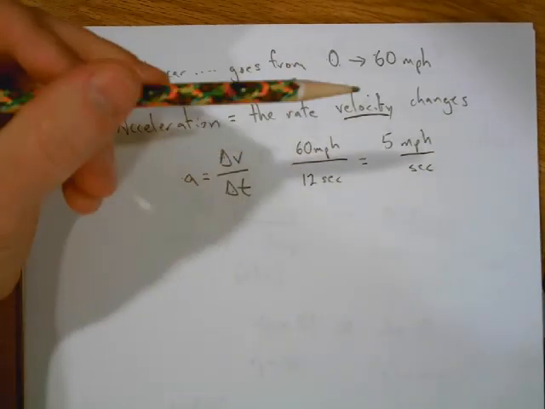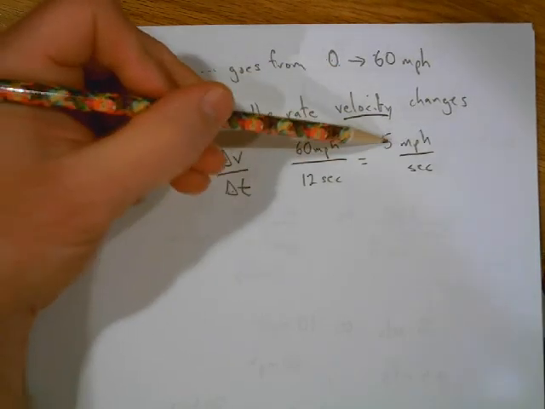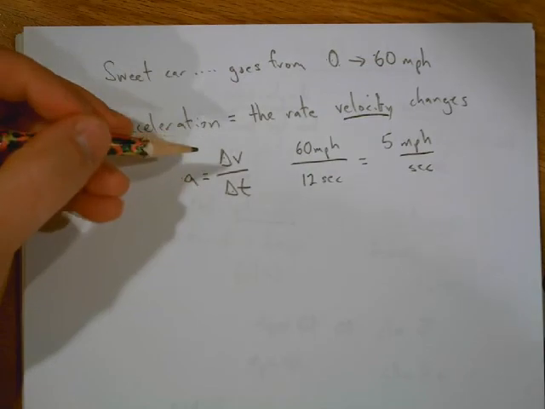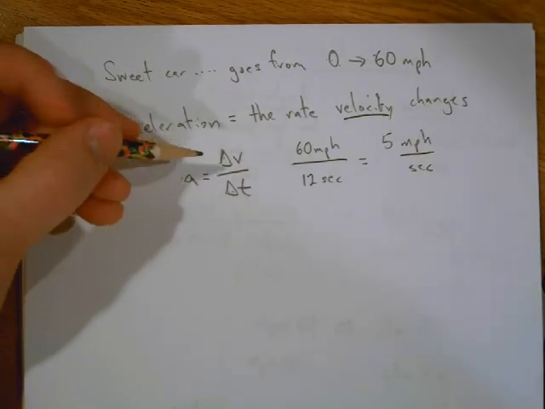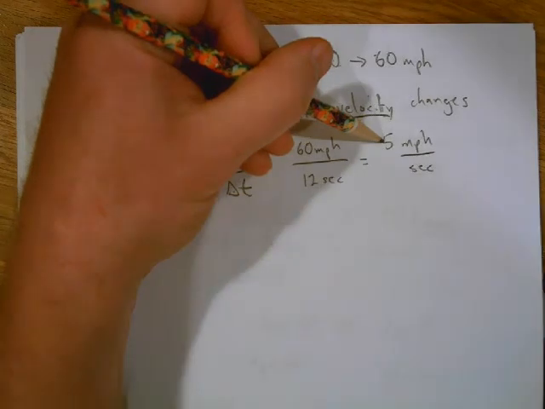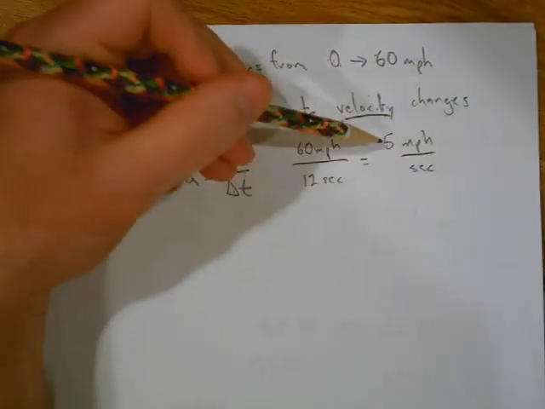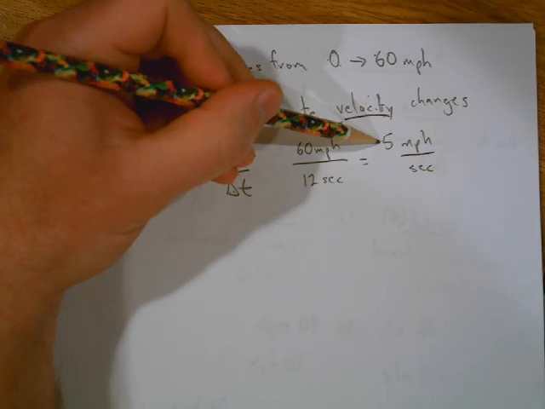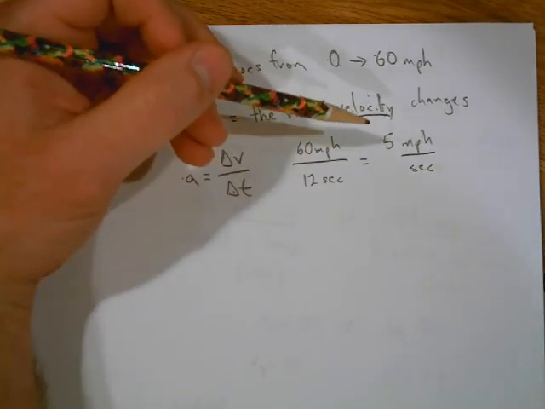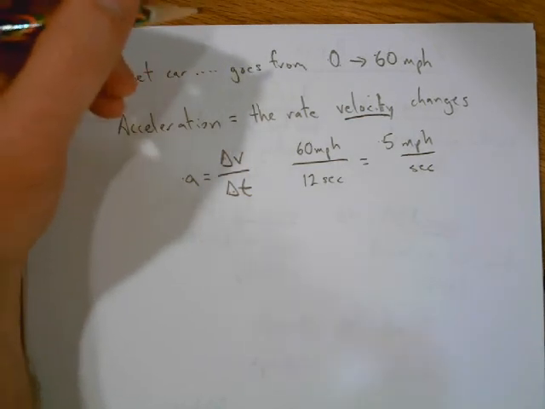Huh? So what does that mean? That means the rate that my car is gaining speed is 5 miles per hour every single second. So if you were sitting at a stoplight and you accelerated at a rate of 5 miles per hour per second, as soon as the light turns green, you hit the gas. After 1 second, how fast are you going? That's right, 5 miles per hour.